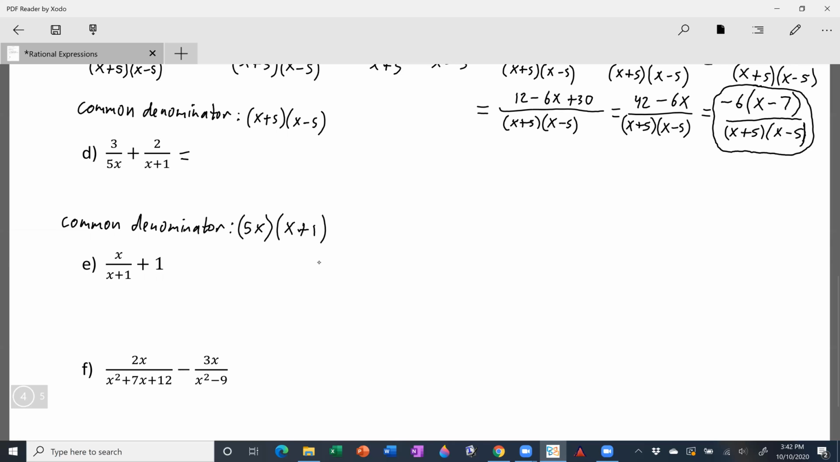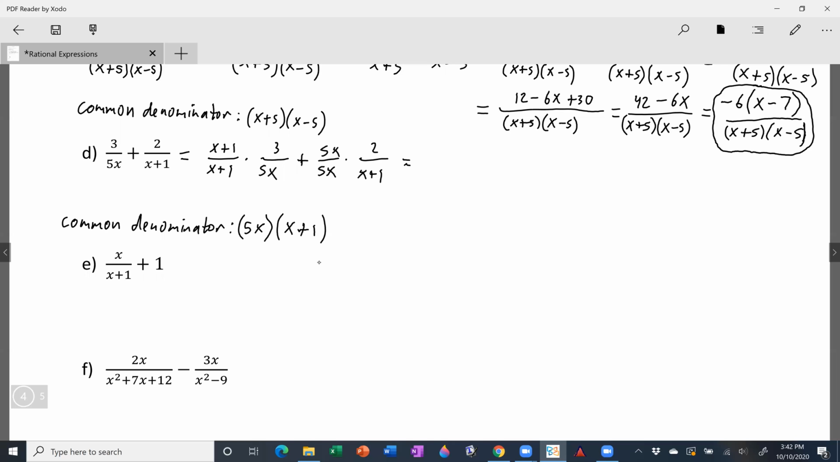We're going to multiply the numerator and the denominator of each of these by what they were missing. So this first one was missing the x plus 1. So let's go x plus 1 over x plus 1 times the 3 over 5x, plus this one was missing the 5x. So let's go 5x over 5x times the 2 over x plus 1.